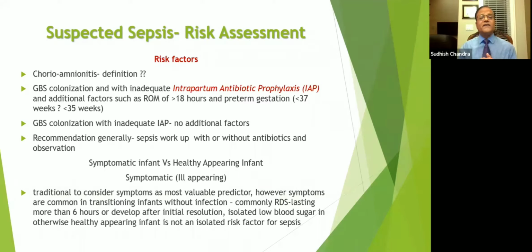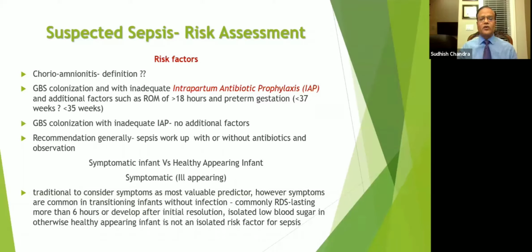Another one is GBS colonization with inadequate intrapartum antibiotic prophylaxis. That means if the mother was GBS positive and we did not give antibiotics, those babies are at high risk of developing sepsis, and they will need some kind of evaluation, either with antibiotics or not. We will discuss that a little later. The recommendations generally are sepsis workup with or without antibiotics, and sometimes just observation.